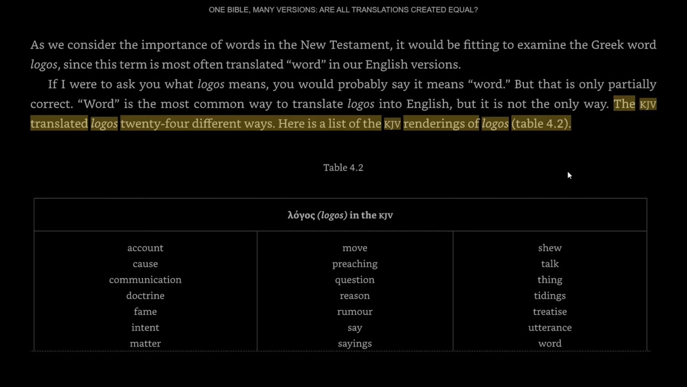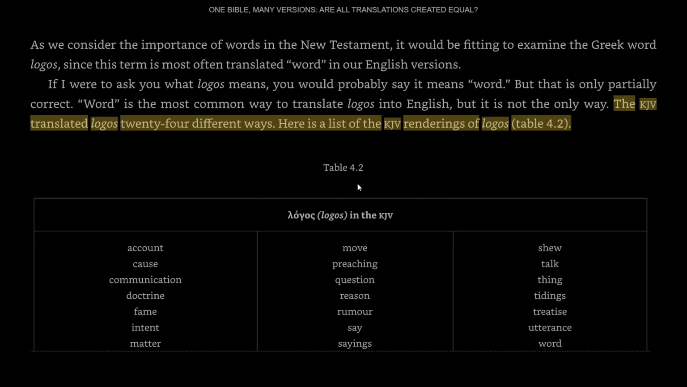And in this book, in one section here, he says, if I were to ask you what logos means, you would probably say it means word. I think that's the definition a lot of us have been given for the term logos. So if someone says, how do you translate logos? Our basic understanding for a lot of us is that you would translate it as word. If it's a word-for-word translation, then logos should be translated word. But he says here that is only partially correct.